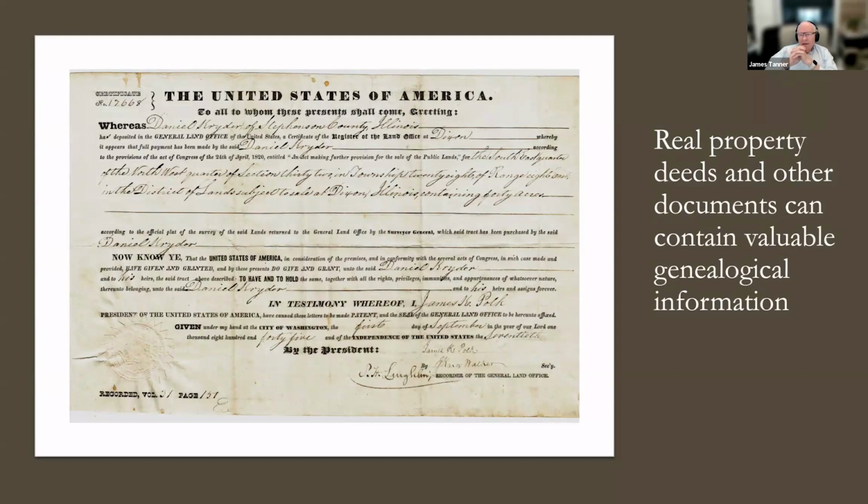So understanding this, that real property deeds and other documents can contain valuable genealogical information. I have seen deeds that basically named every person in a family. And so I feel like these are the kinds of things that really give you the background, let's call it the structure, to your genealogical research.